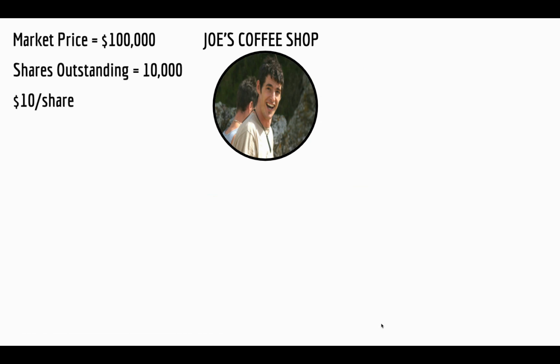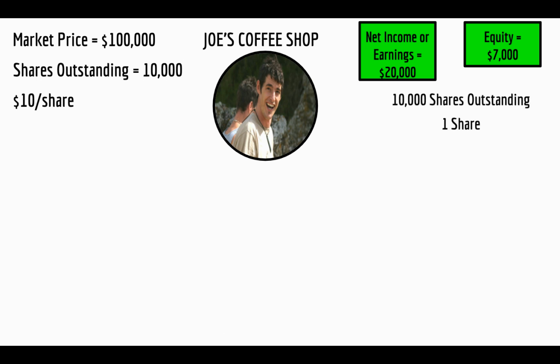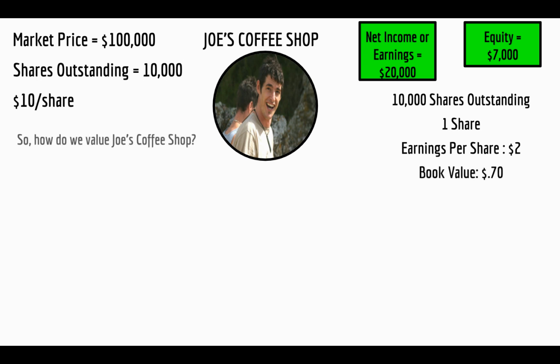Okay, so let's look again. Market price is $100,000. There are 10,000 outstanding shares at $10 a share. And we still have our net income, or our earnings, of $20,000, and the company is still worth $7,000. Okay? There are still 10,000 shares outstanding. Again, if I own one share in the company, I have earnings of $2 per share, and my book value is 70 cents. So how do we value Joe's Coffee Shop? As an outside investor, or a potential investor, how do we value Joe's Coffee Shop?